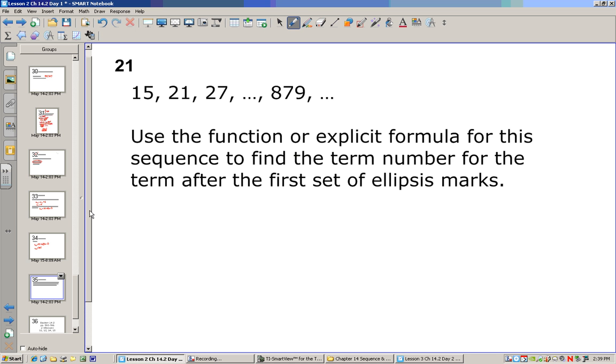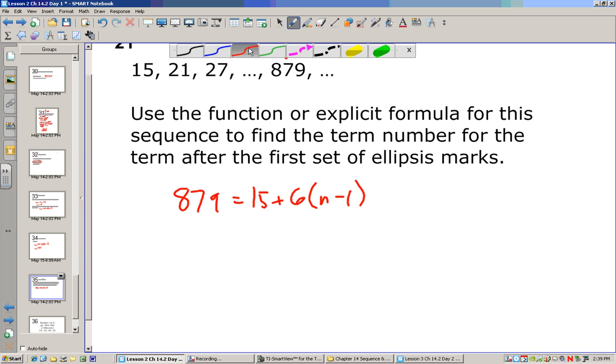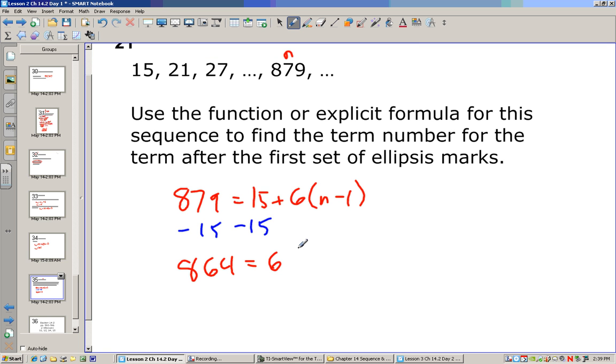Now let's use the function or explicit formula to find out which term this is. What's the n value there? So we know t sub n, which is 879, is equal to 15 plus 6 times n minus 1. Let's do the math, do the algebra. Subtracting 15 on both sides. So this would be 864 equals 6 times n minus 1. Divide by 6.